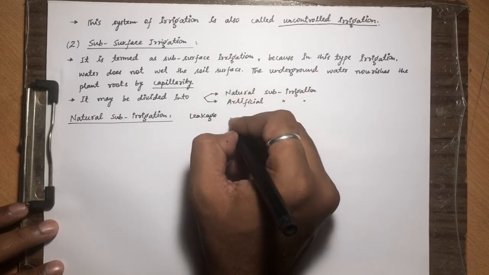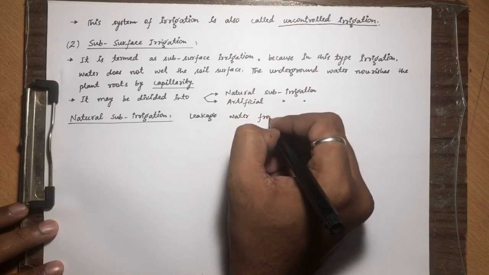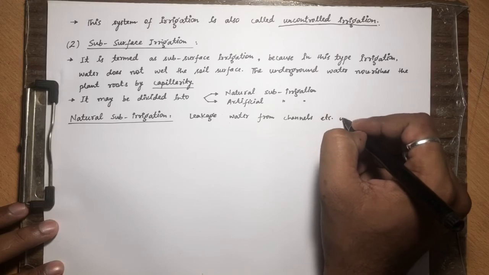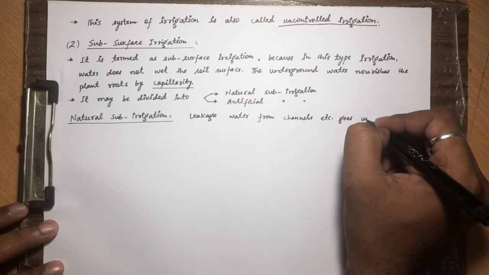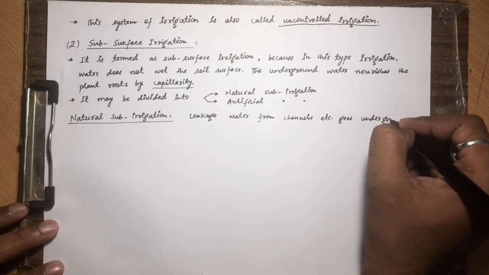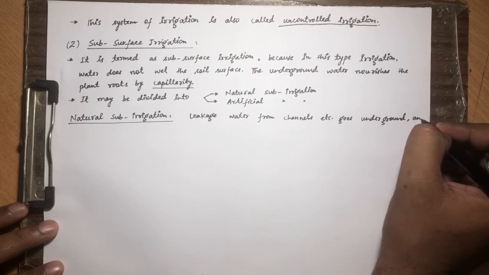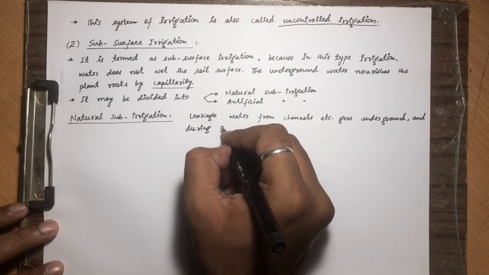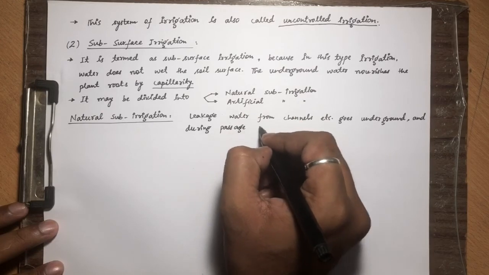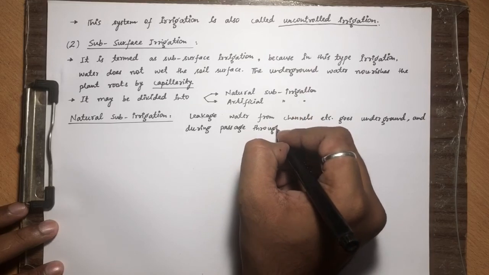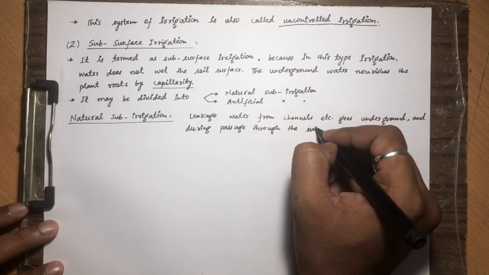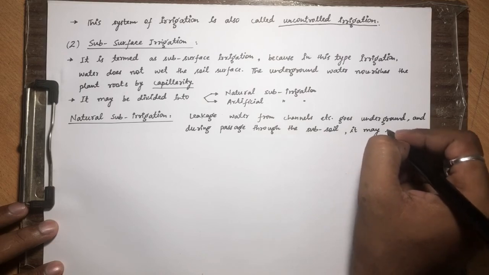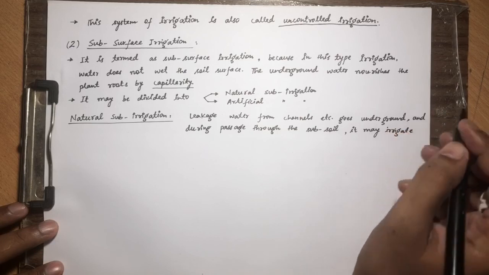Leakage water from channels or canals, etc., goes underground, and during passage through the subsoil, it may irrigate crops.